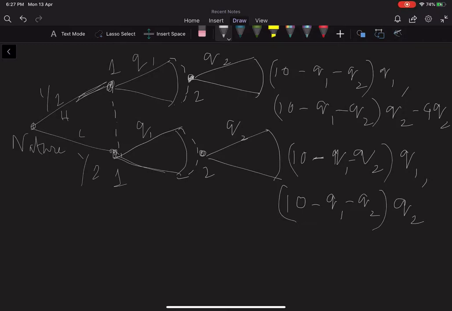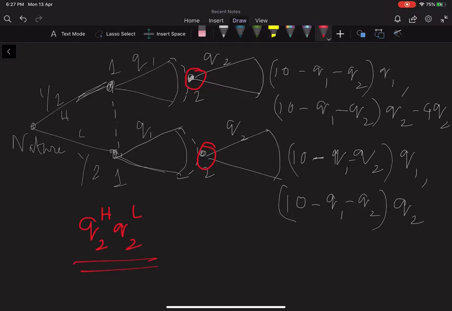Now, firm 2's strategy will be type contingent. So firm 2 has an information set here, and has an information set here. So firm 2 will have to specify if it is high type, what will be its quantity production. If it is low type, what will be its quantity production, right? So firm 2's strategy will look like Q2H, Q2L for various values of Q2. Okay, so it has to specify this.